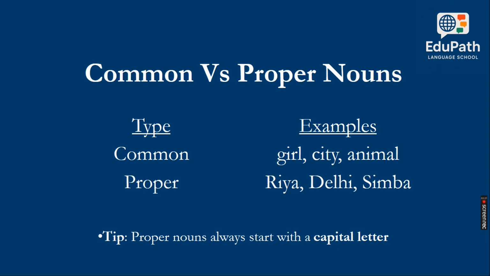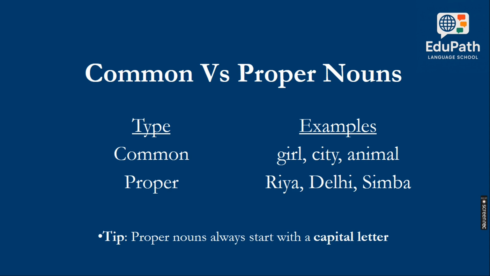Now, the opposite of this is a proper noun. For example, names like Ria, Delhi, or Simba. Going with the previous example, if I tell you, I saw Ria, you would know which exact person I am talking about. Which is why proper nouns are specific names. Now a tip, when writing, proper nouns always start with a capital letter. It doesn't matter where it is in the sentence.